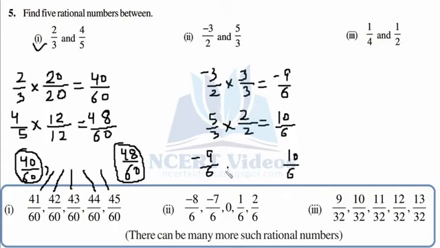One could be minus 8 over 6. Another could be minus 7 over 6. Obviously 0 will come somewhere here. So we have 0. Then we have the positive rational numbers 1 over 6, 2 over 6. We could have 3 over 6 here, but we don't have to write it because we have found 5 such rational numbers. That was the second. Now the third part.